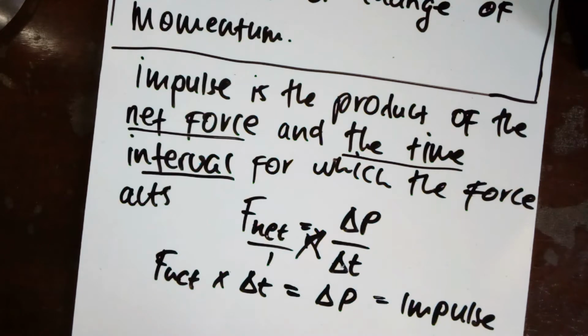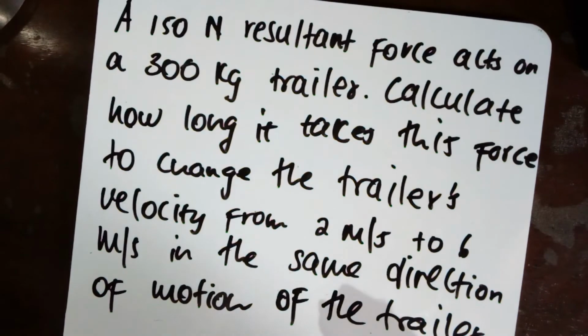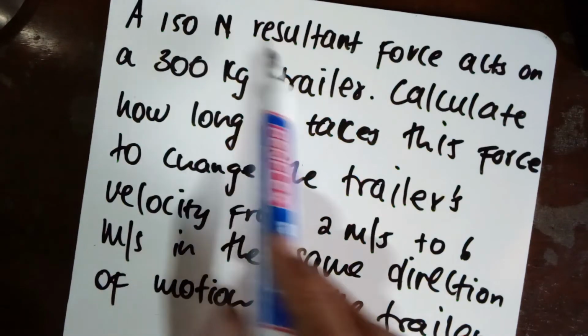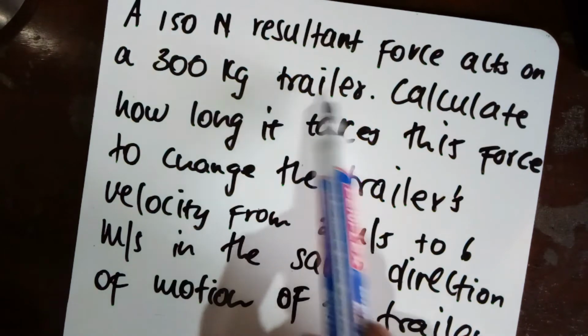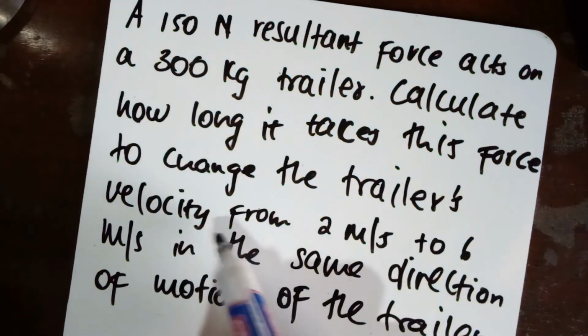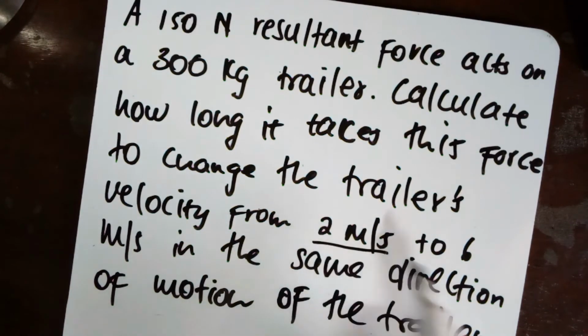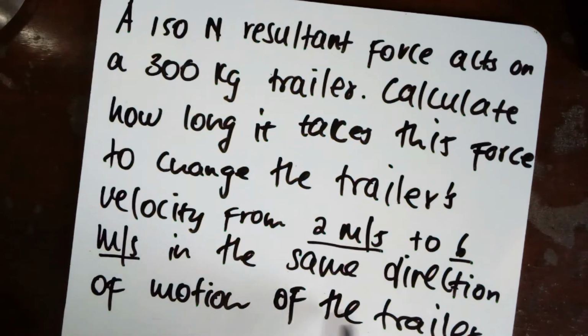So you will note that impulse is equal to the change in momentum. But now, let us do a question so that this whole thing can make sense and actually stick in our heads. We have a question that says: a 150 Newton resultant force acts on a 300 kg trailer. Calculate how long it takes this force to change the trailer's velocity from 2 meters per second to 6 meters per second in the same direction of motion of the trailer.